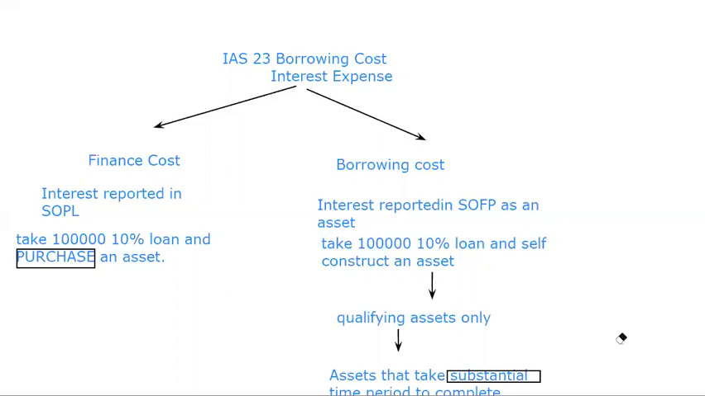A substantial time period is a substantial time period. That means it has to be substantial. It could be 1 day, it could be 2 years. I don't know. So in the exam, you will always be told whether it is a qualifying asset or not, whether it will take a substantial time period to complete or not, so that interest will be capitalized. Got it?